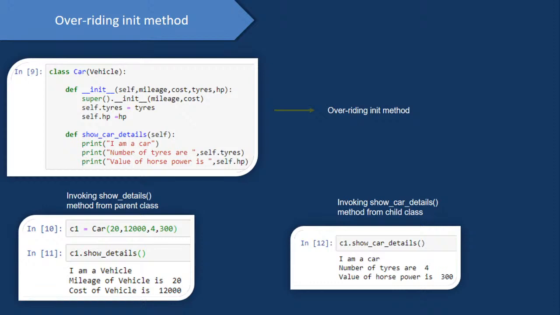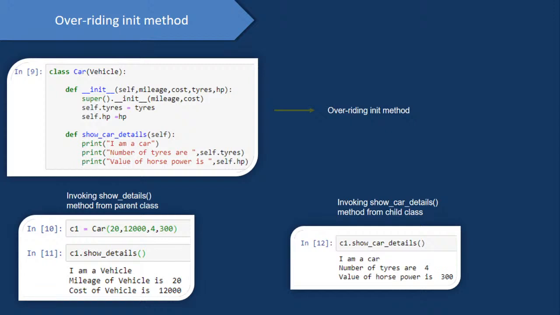Rakshita is asking, what do we need to do when we have mileage, cost, tires and HP all together? That is what we are doing over here, isn't it? So we have this init method inside the child class, and inside this init method we are passing in the values of everything together. So here, as you see, when I'm creating this object of the child class, I am passing in all of the values together. I'm passing in the values for mileage, cost, tires and HP. Everything is being passed together at the same time.